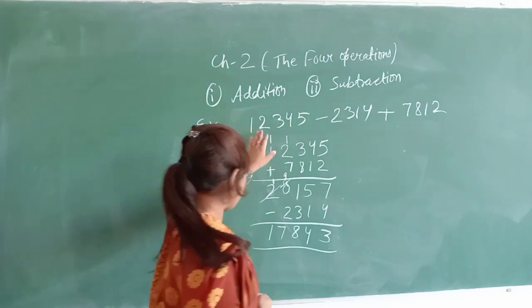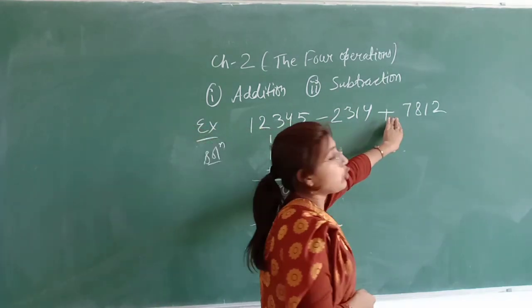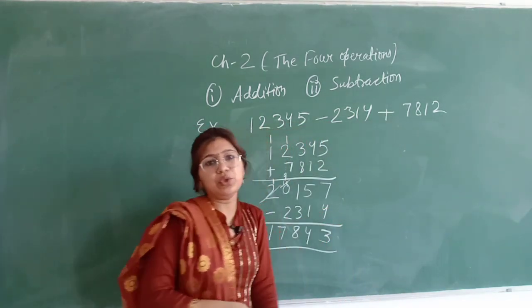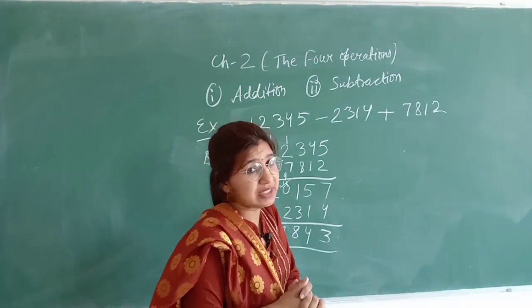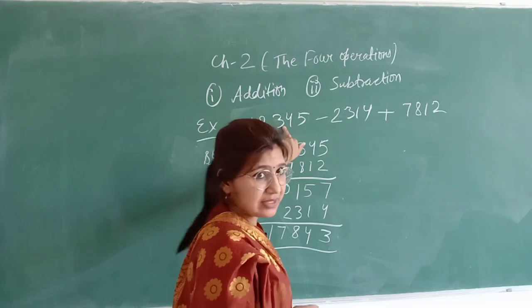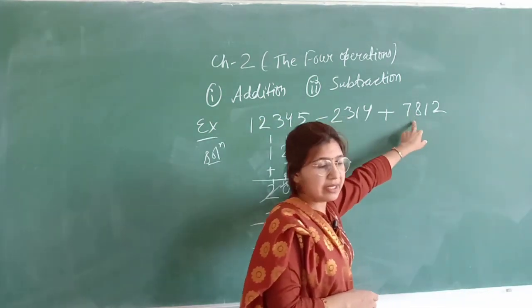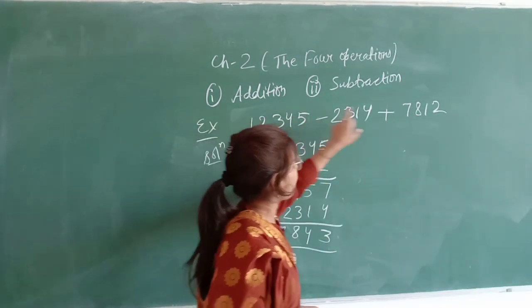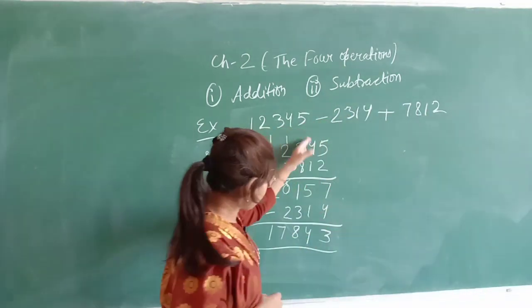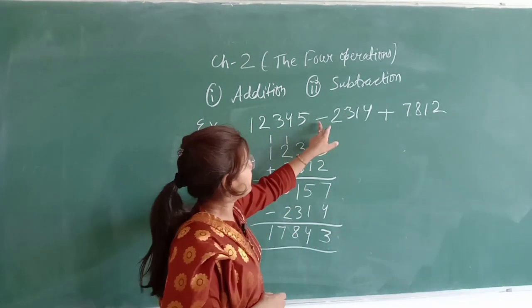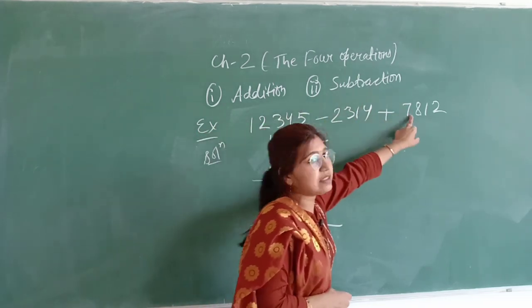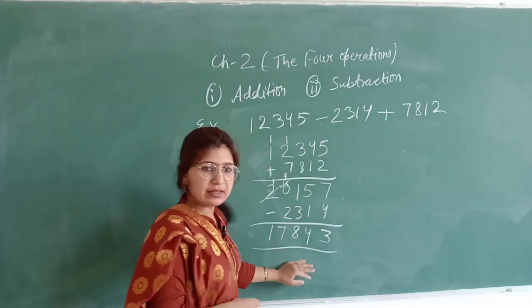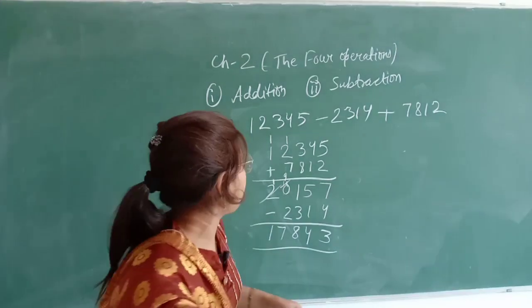See students, if a question is given like this, where two operations, plus and minus, are given to you, first of all you have to add those terms which have the same sign. Like here this term has a plus sign, this term has a plus sign. So first of all you have to add these two terms, which I have done here. Now again this term is given to you, you have to subtract this one from the sum of these two, and I have done it like this. One more example we will do on the basis of this.